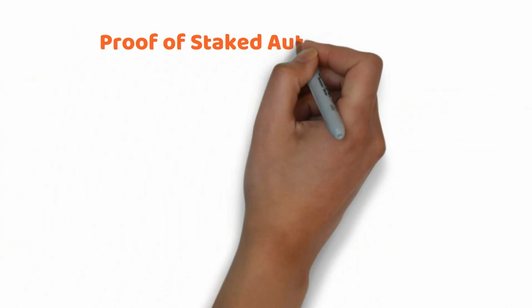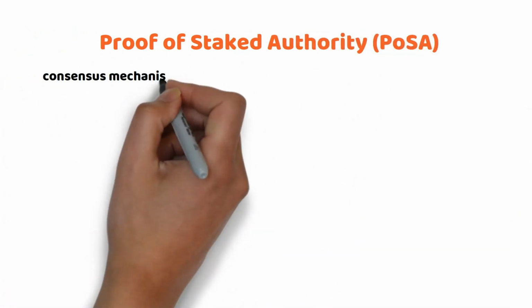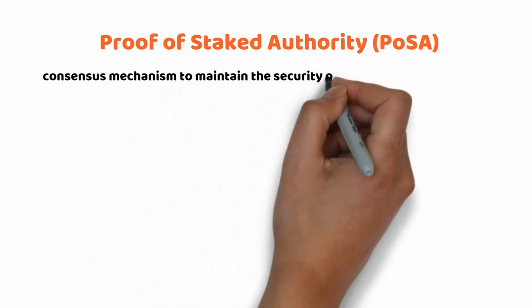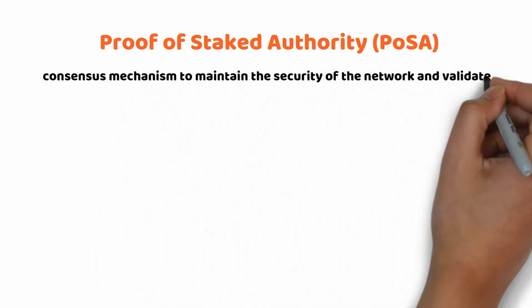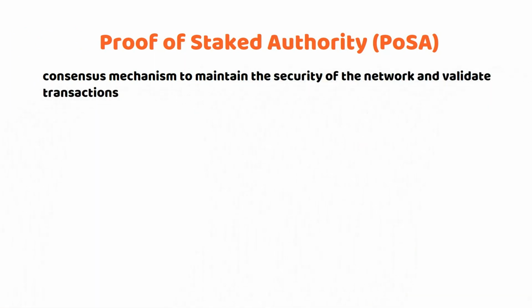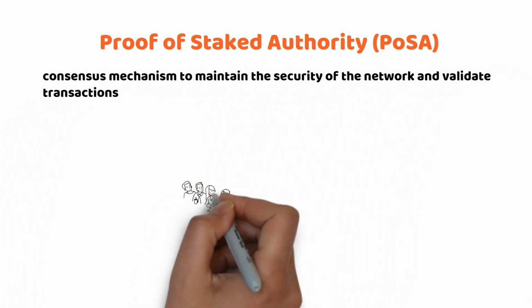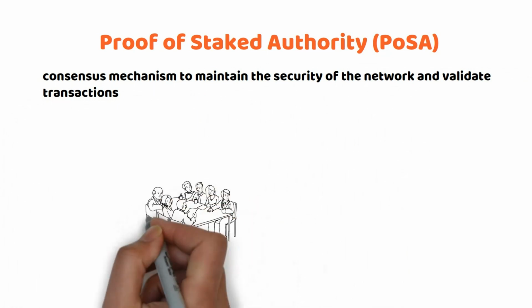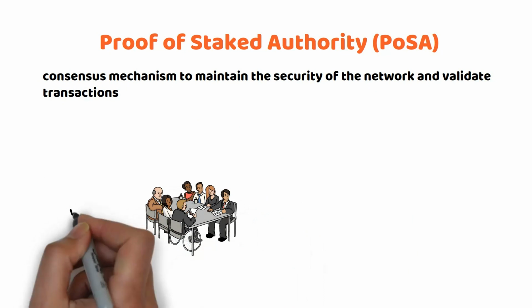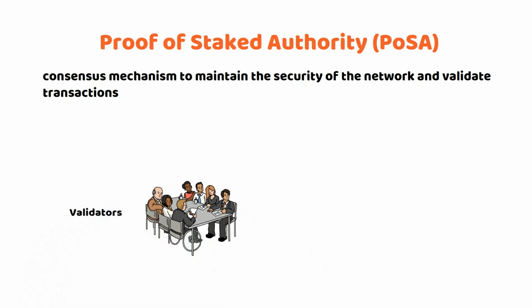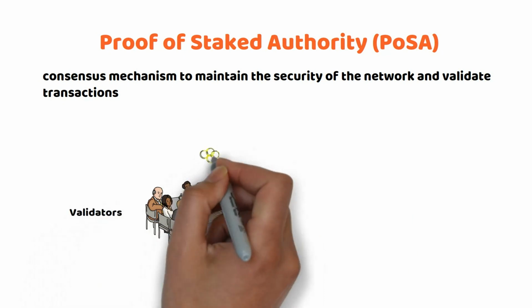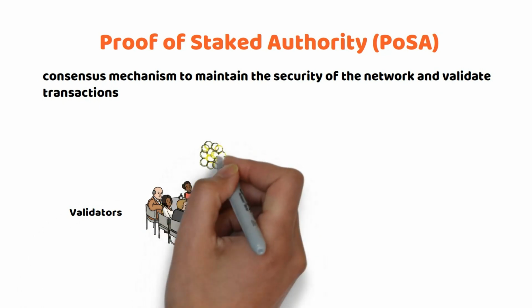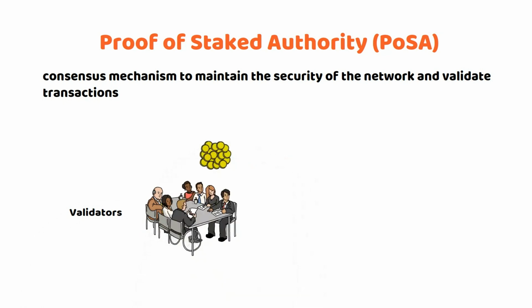Proof-of-stake authority. Proof-of-stake authority is a consensus mechanism employed by the Binance Smart Chain to maintain the security of the network and validate transactions. It is a variation of the proof-of-stake mechanism in which validators are elected by token holders who stake their Binance Coin, BNB, to vote for them. In PoSA, validators are selected based on the amount of BNB they have staked and the number of votes they receive from other token holders.